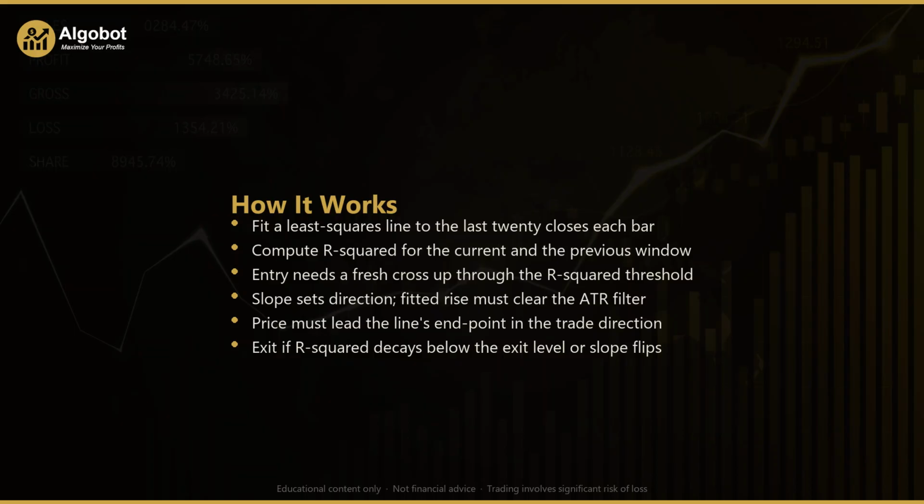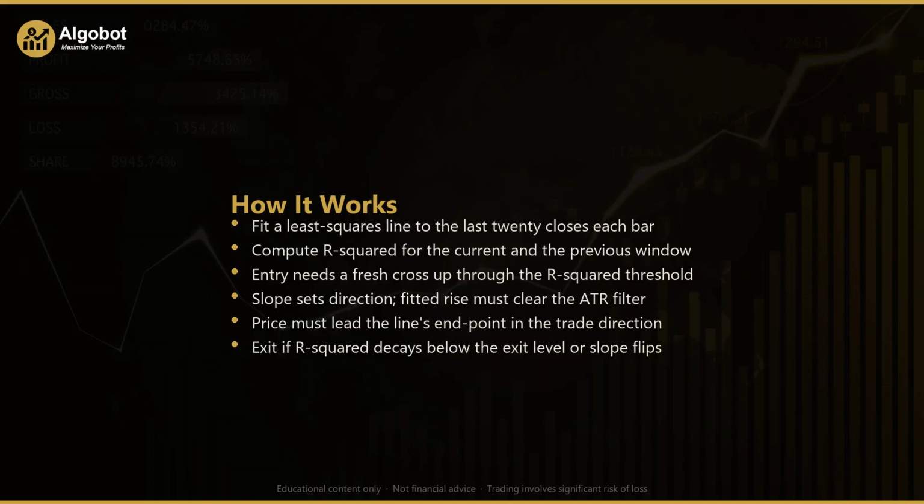Third, direction and confirmation. For a long, the slope must be positive and the closing price must sit above the regression endpoint, meaning price is leading the clean line upward. For a short, the mirror image, negative slope, and price closing below the endpoint. When a long fires, the EA buys, places its stop 2 average true ranges below the entry, and sets its target 3 average true ranges above, a reward to risk of 1.5 to 1. A short does the reverse.